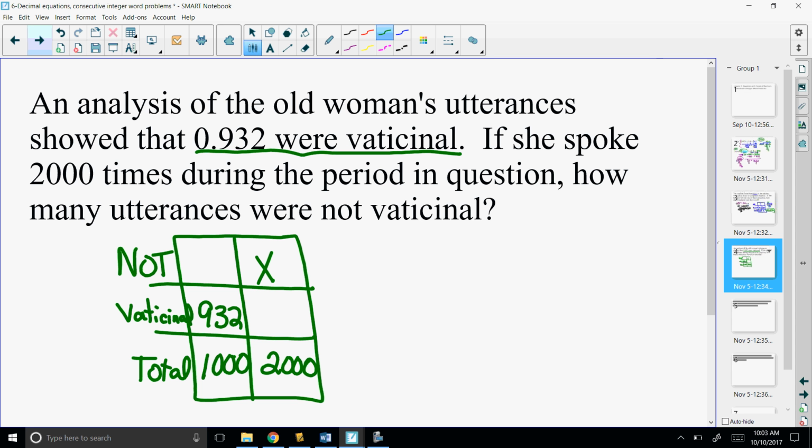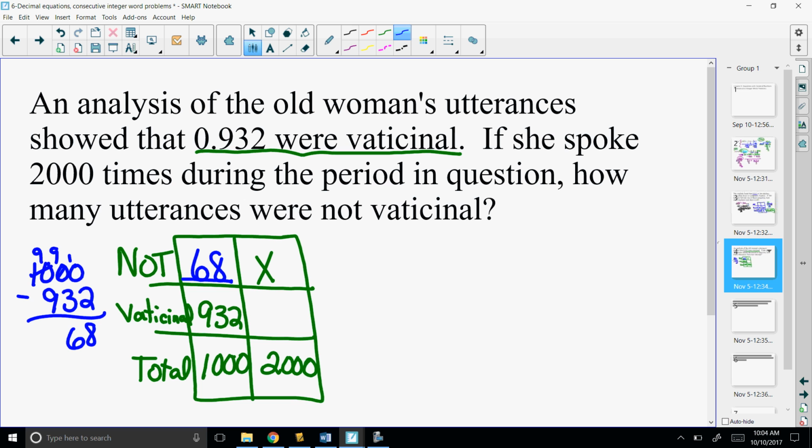So if she spoke 2,000 times, how many were not vaticinal? I can't cross multiply and divide yet. Why? Because I would have to know what's right there. How can I figure out what's right there? Subtract. If I have 1,000 total and I know that 932 are vaticinal, then the difference is how many are not. And what happens if you subtract that? You get what? You get 68. So I know this is 68. Now can I find that right there?